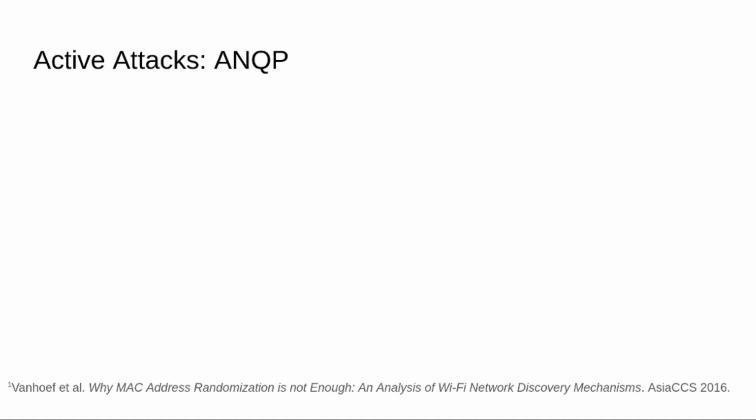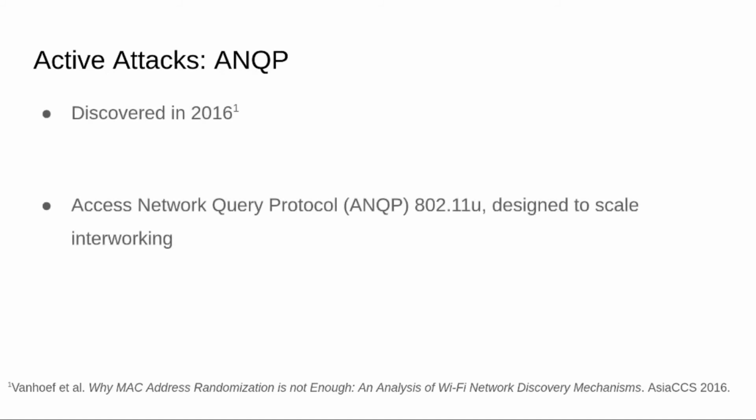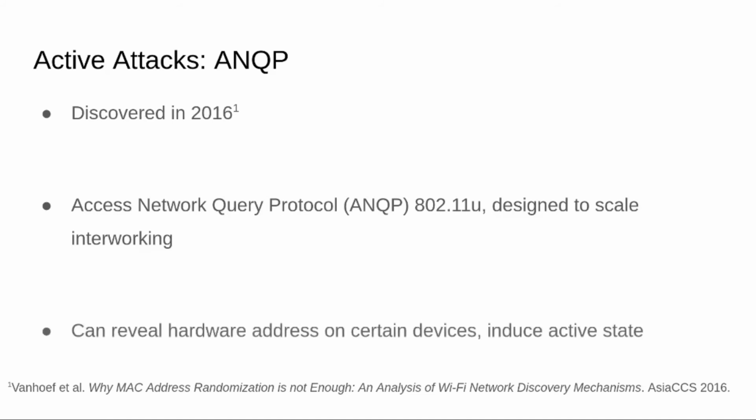The second attack that we looked at was from 2016. ANQP is the Access Network Query Protocol, and it is designed to allow devices to query access points and ask them questions about some services they have, usually for interworking or offloading onto Wi-Fi or something like that. And this can reveal the hardware address, as it turns out.